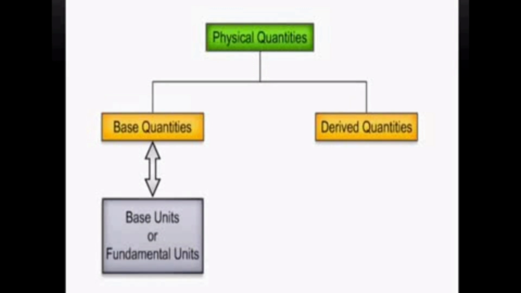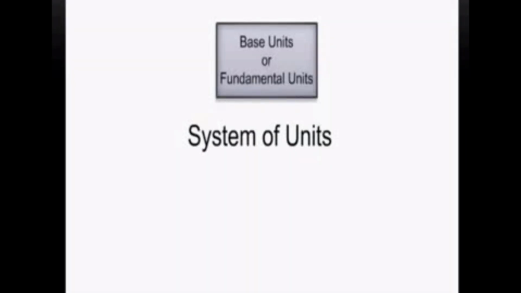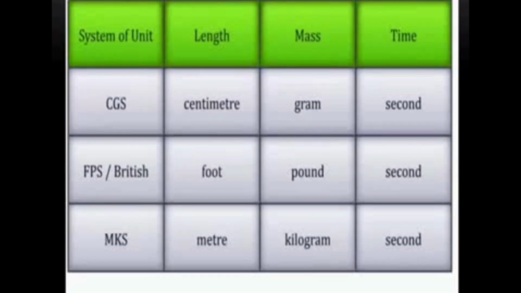Base quantities have units, and those units are called base units or fundamental units. The arbitrarily chosen standard of measurement of a quantity, which is accepted internationally, is called the unit of the quantity. The unit used to measure a base quantity is called a base unit or fundamental unit. And another one is derived units. A derived unit is a unit that can be derived from the fundamental units.